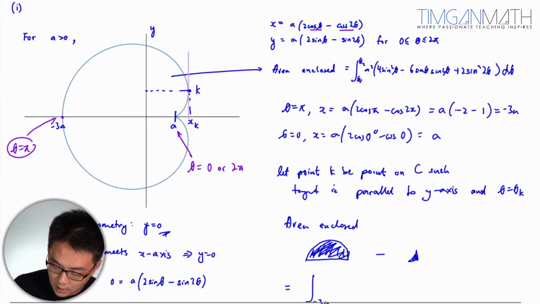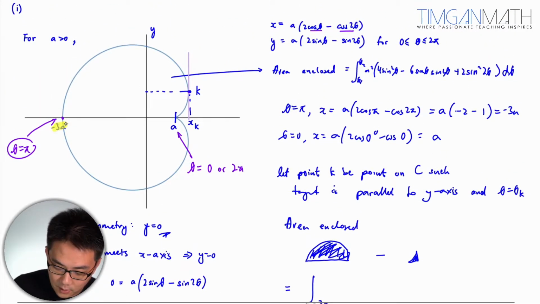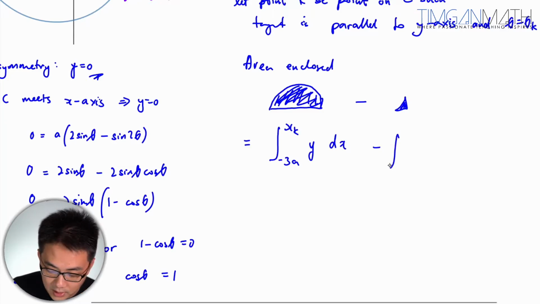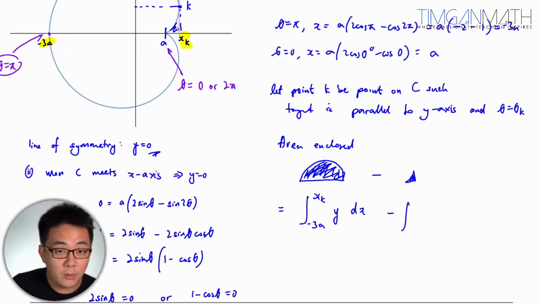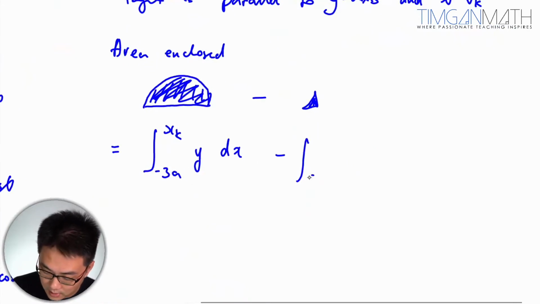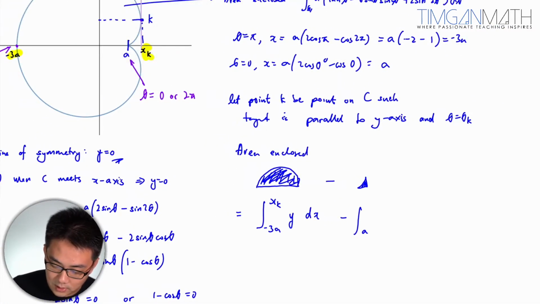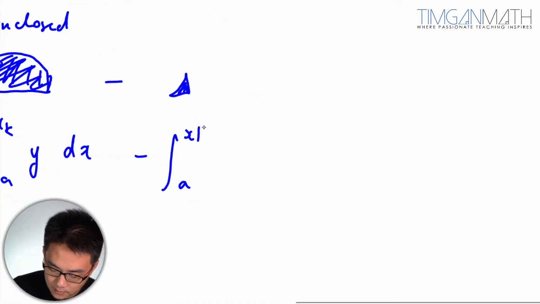This is what you do, right? You start with 3a here to end with xk, which corresponds to theta k. So this is y dx. Then after which I will just start with the bottom one, which will be a to xk over there. So this is xk, okay? Is y dx over here.